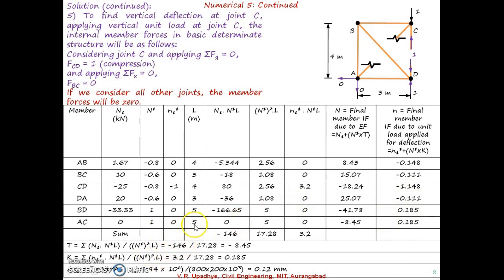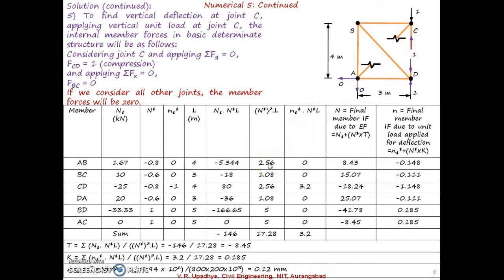And then to find the deflection, as usual, we have the summation of n N L divided by A E. That gives us 18.94 into 10 to the power 6, divided by AE as it is. So that gives us total deflection as 0.12 mm. That is the deflection at C due to externally applied forces.